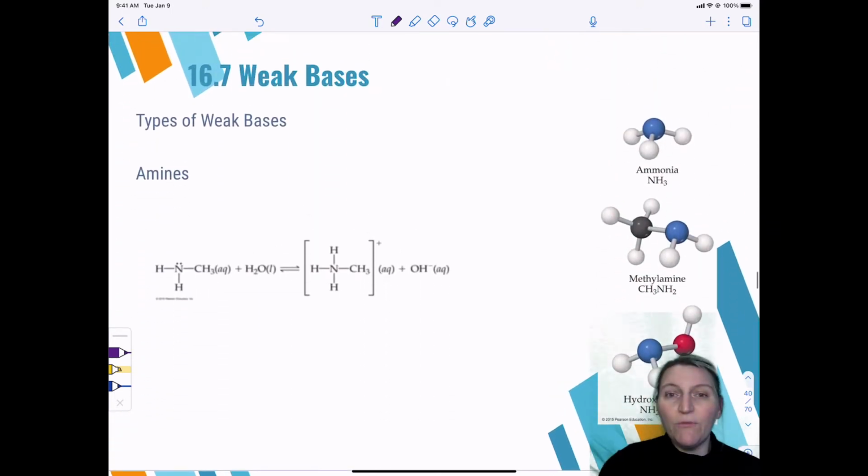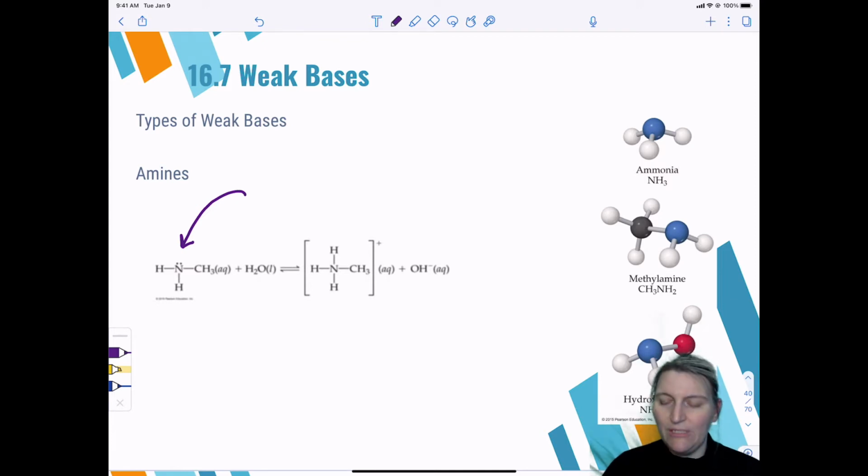There's a few different types of weak bases that we see. One is a group of compounds called amines. Amines have a nitrogen, and the nitrogen usually has two hydrogens coming off of it, but it definitely has a lone pair. So at least two hydrogens, I believe the definition is, and a lone pair.